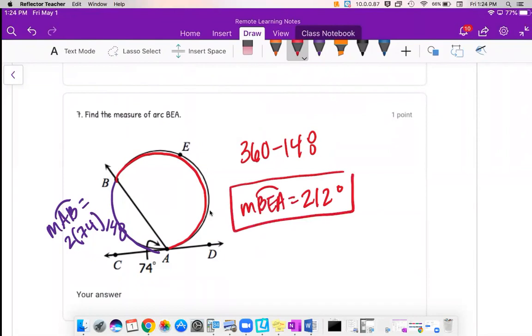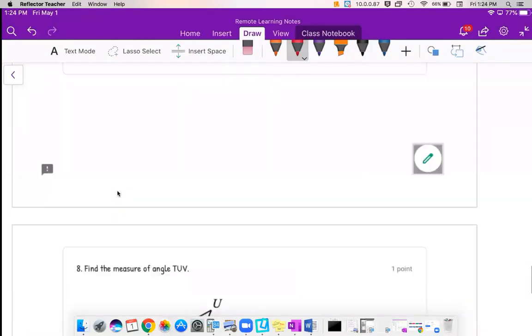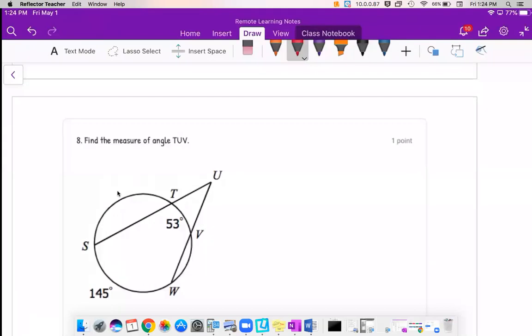And there's lots of ways to do this. So if you guys did that a different way, like if this is 180, you could have found this angle and doubled it to get this arc. That also works. Okay, this one wants you to find the measure of angle TUV.